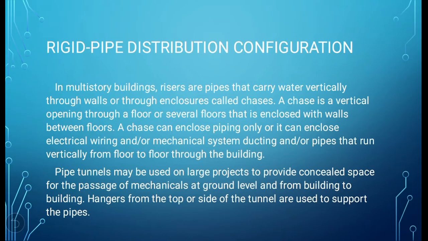Pipe tunnels may be used on large projects to provide concealed space for the passage of mechanicals at ground level and from building to building. Hangers from the top or side of the tunnel are used to support the pipes. That's it. Access may be from either end of the tunnel, or access floors may be provided.